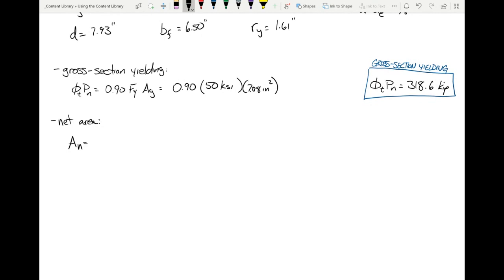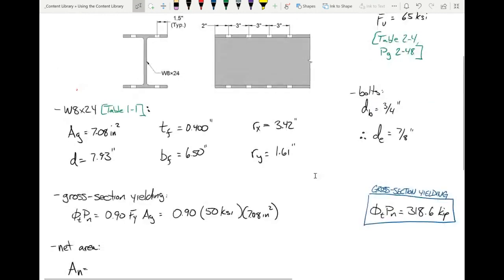Okay. All right. So first thing we need to compute is the net area. Now let's look at this section for a bit. And let me ask you a question. We don't have any stagger factors. Like there's no staggered connections here.